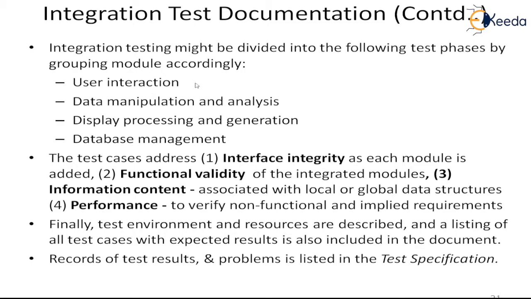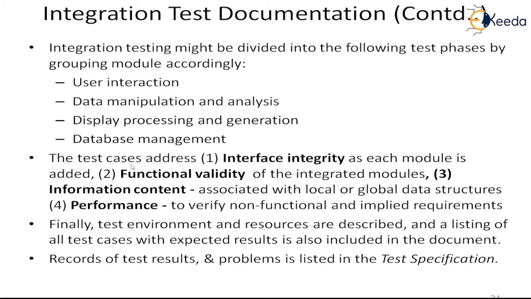So you have user interactions, so you can check all the user interactions kind of modules. Then you can do all the data manipulation and analysis, those which have got a lot of manipulation of data and analysis. Then display programs, all the display programs or the database management programs. So you can also do the phases this way, or in other words, when you design your phase for each phase, when you do your integration testing, you can give focus to these three things.